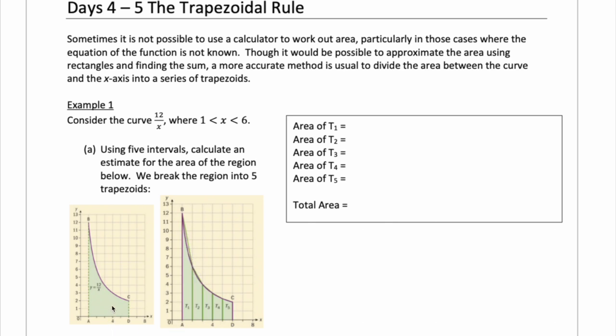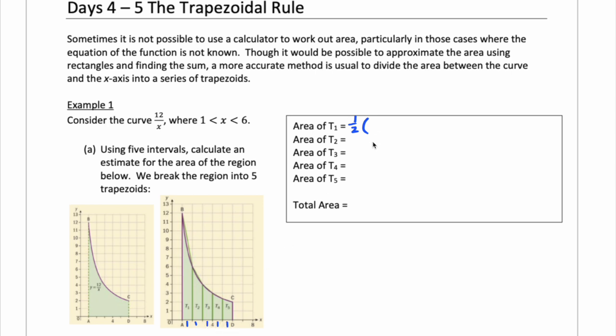Here we can see a picture of the function 12 over x. You can approximate the area under the curve using a bunch of trapeziums. You can get the area of each one and add them all together to get a total area. We split them into equal trapeziums, and this looks like a width of 1 each time.